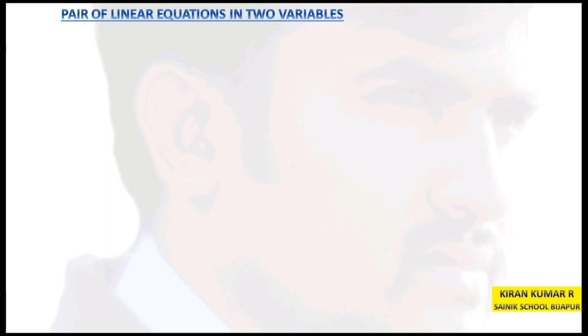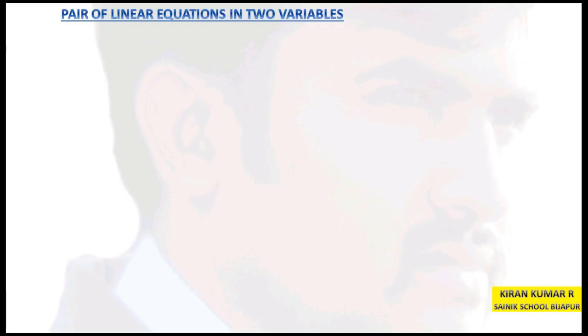First condition was, two lines they intersect each other, they will have a unique solution. The second condition was the two lines they coincide each other, having infinitely many number of solutions. And the third condition was two lines they run parallel to each other, which has got no solution.